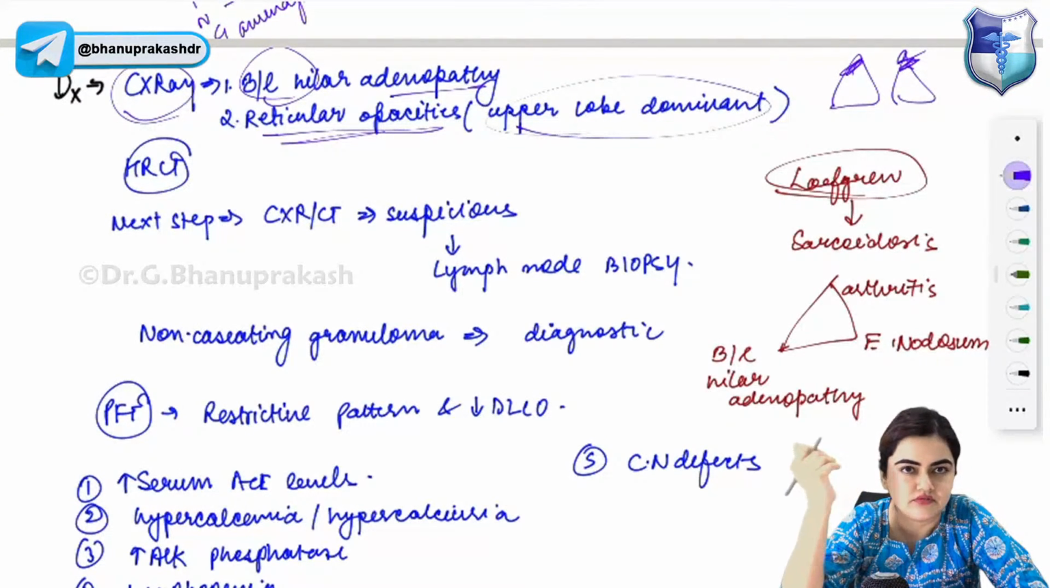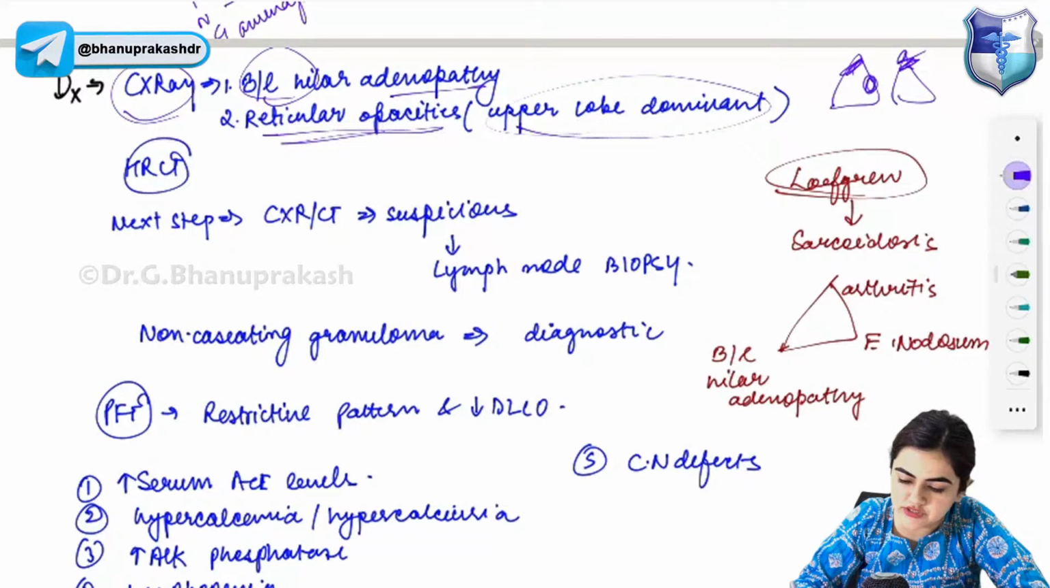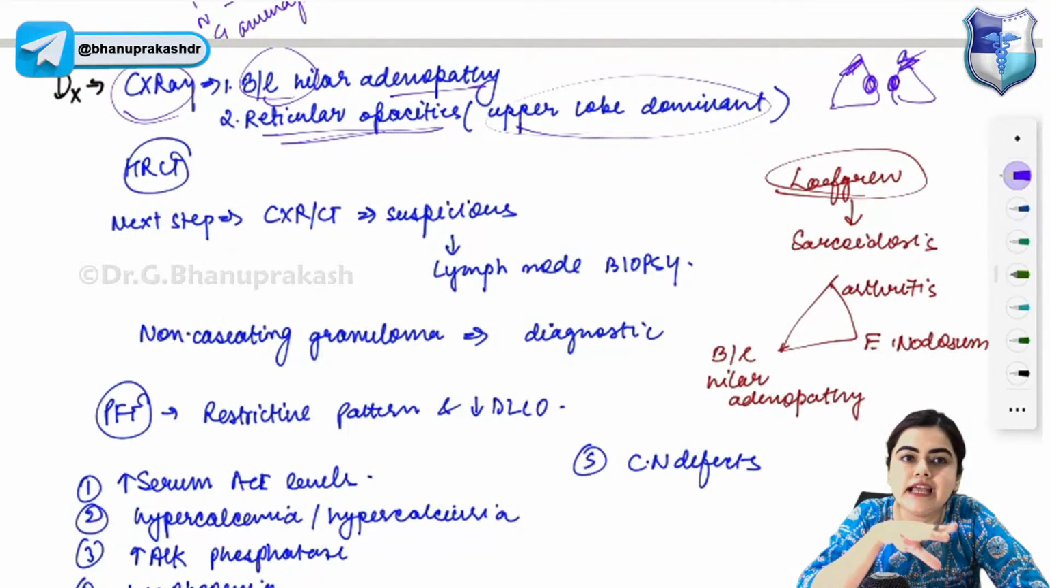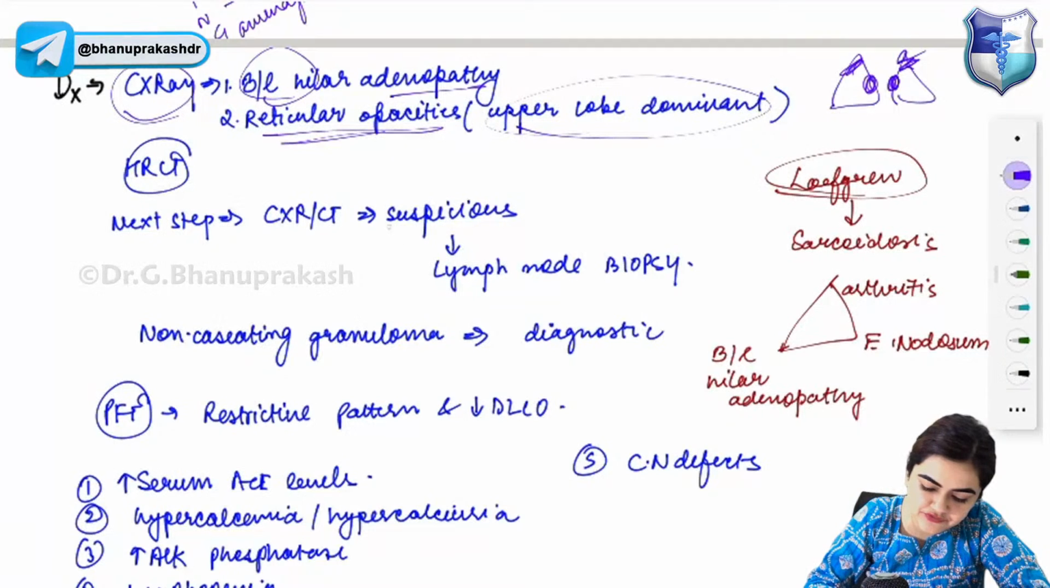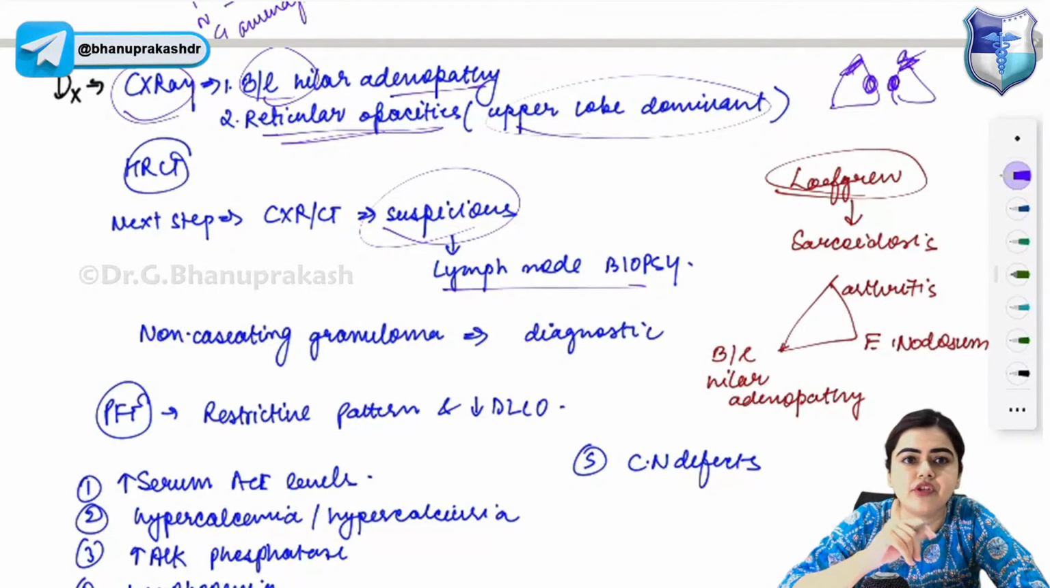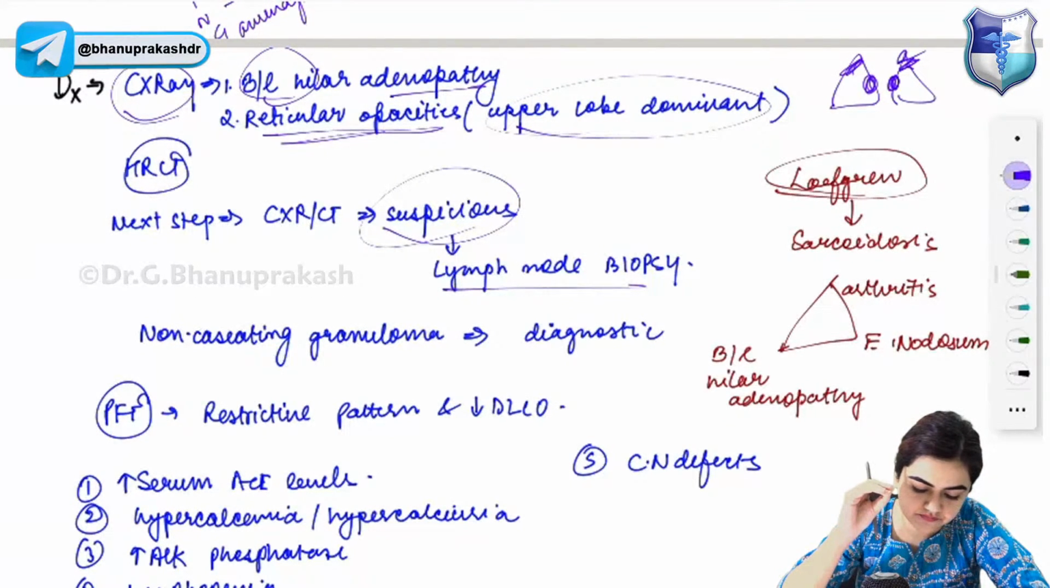This will point towards sarcoidosis: bilateral hilar adenopathy with reticular opacities which are predominant in the upper lobe. High resolution CT is done if chest X-ray is suspicious. You can also go for lymph node biopsy. In lymph node biopsy, you will find non-caseating granulomas which are diagnostic of systemic sarcoidosis.